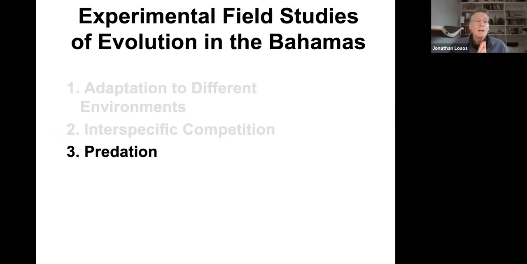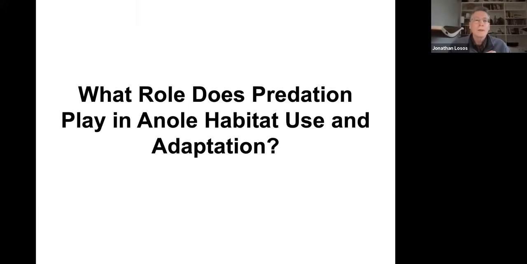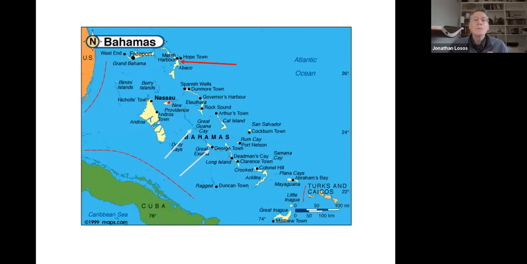As you well know, over the last several decades, people have become very interested in the role of predation in regulating community structure. We were interested in the role of predation and what it might show. So we now move to the northern part of the Bahamas, to the island of Abaco in the town of Marsh Harbor, where I'll be staying for most of the rest of this talk.